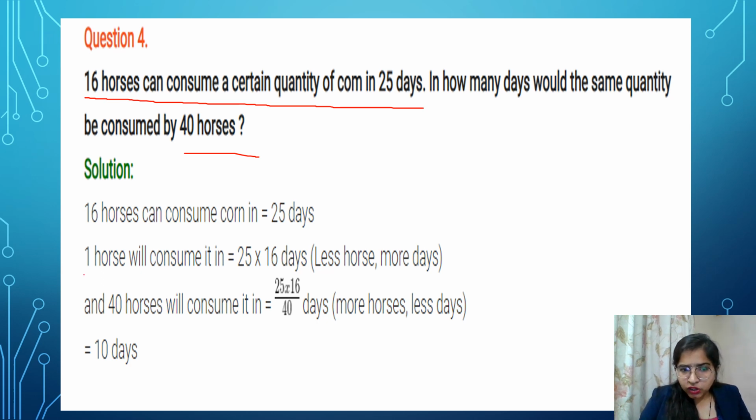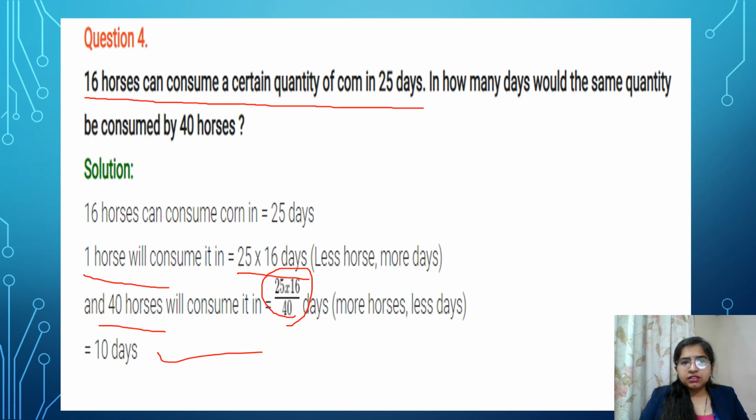To find the value for 1 horse, you have to multiply, and to find the value for 40 horses, you have to divide by 40. Same thing. Getting it? So the answer will be 10. Clear, all of you? Getting it?